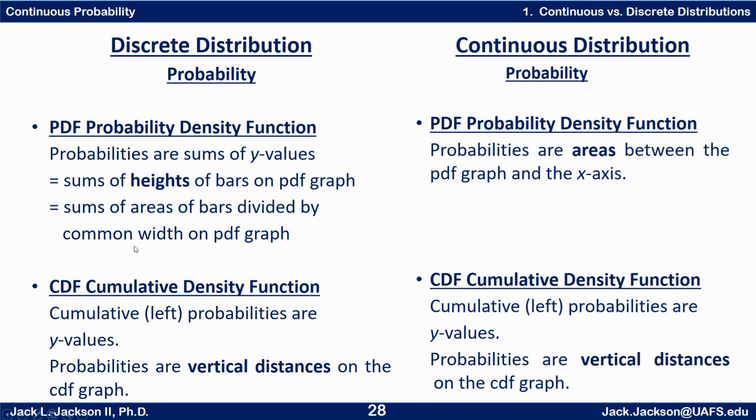So once again, let's do a compare and contrast. The PDF probabilities are sums of y values, or sums of heights of bars on the PDF graph, or sums of areas of bars divided by the common width in the discrete case. In the continuous case, they are just areas between the PDF graph and the x-axis. For the CDF, it's the same thing in the discrete and the continuous: cumulative or left probabilities are y values, and probabilities in general are vertical distances of some kind on the CDF graph in both cases.